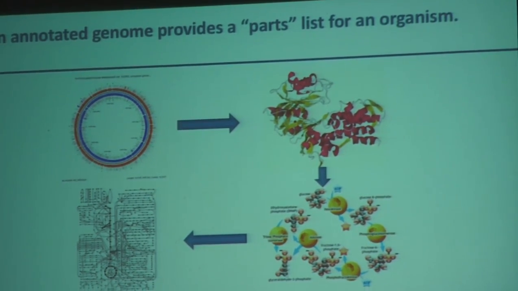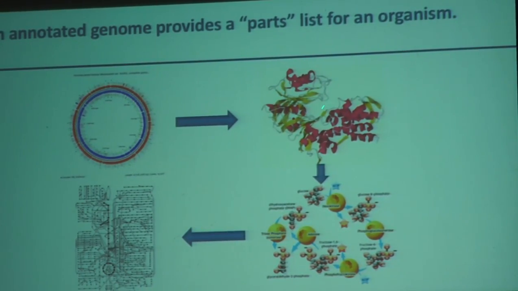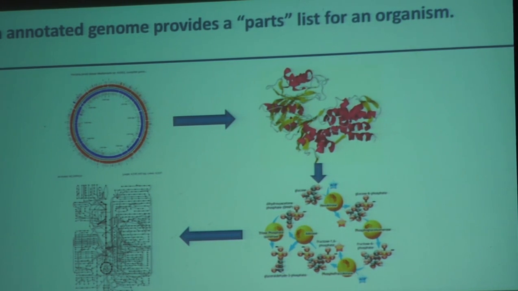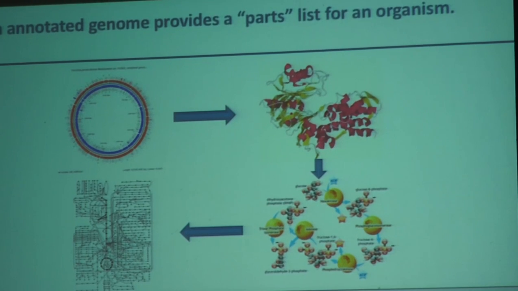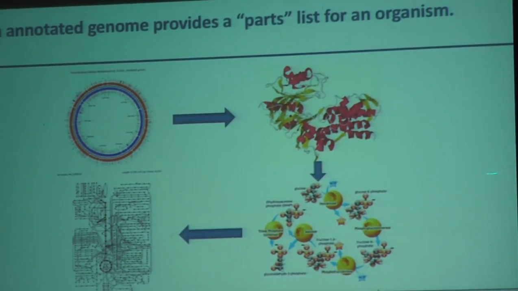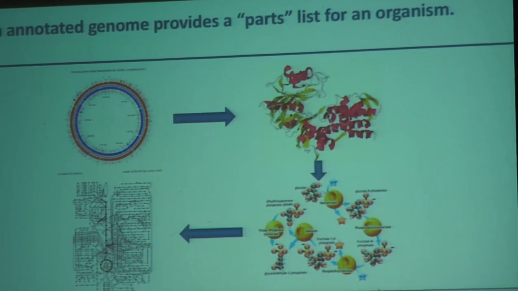And once we have that, we then have an idea of what reactions they can catalyze. We can go to a database like KEGG or BioCyc, and once we have all of these different reactions, we can then combine them together and get a reconstruction of the metabolic network of an organism.